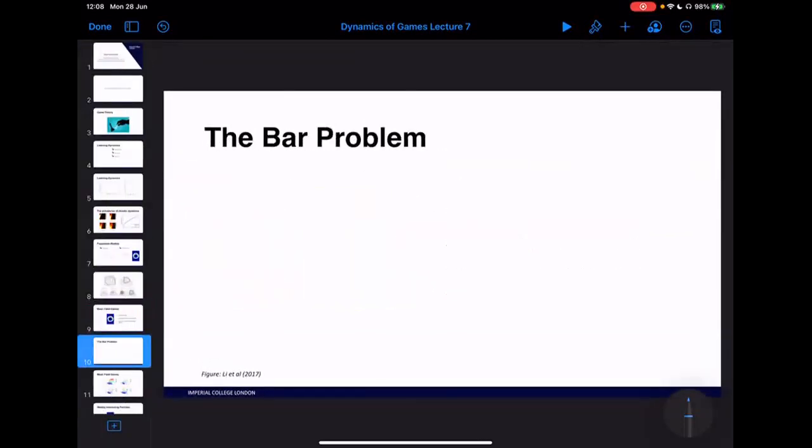Cool. Okay, so to motivate what the mean field game is, I want to use a particular example. It's called the bar problem, proposed, I think, by the Santa Fe Institute. But basically, it goes as follows, all right? So we have a town, and there are two available bars in this town. Let's just call them A and B.